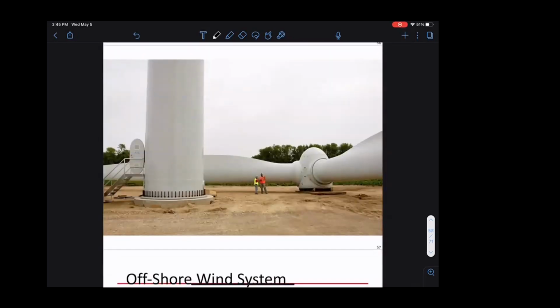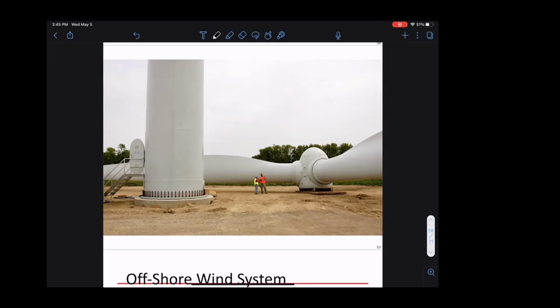And then of course you have to install this blade. This is another real picture. You have to get these blades up to the tower. That's like building a skyscraper. You need a crane that can take this thing and install it. So all this is challenging. On land, we're limited just by the size of the system we can build.